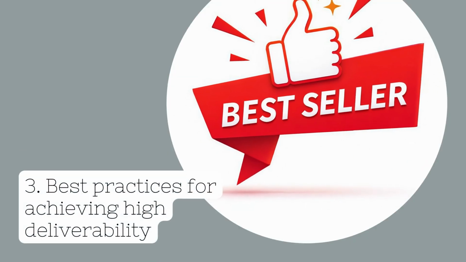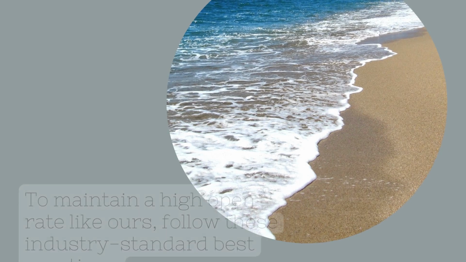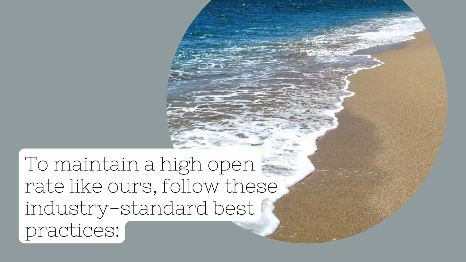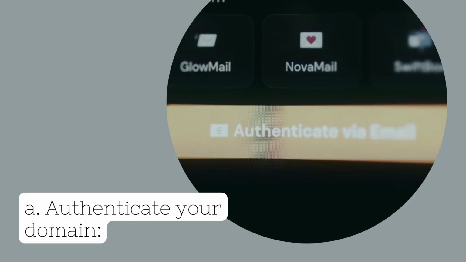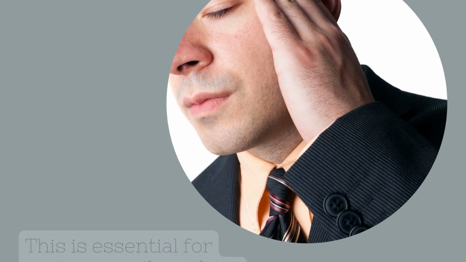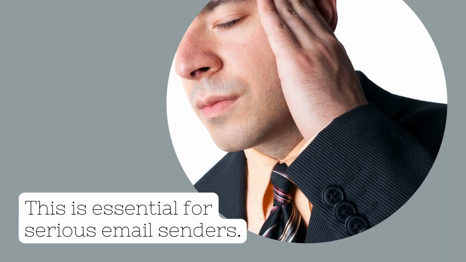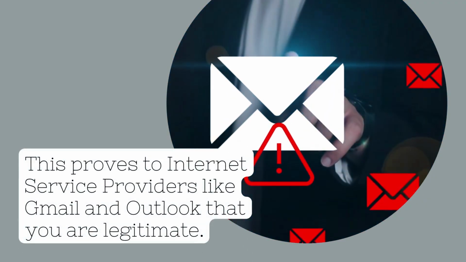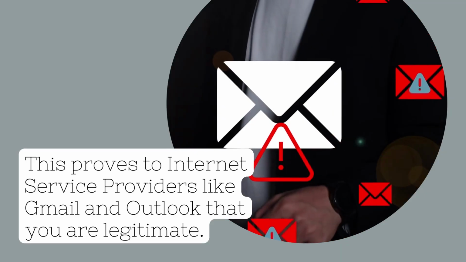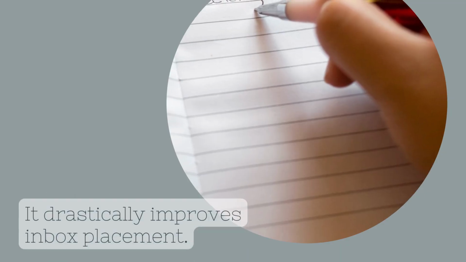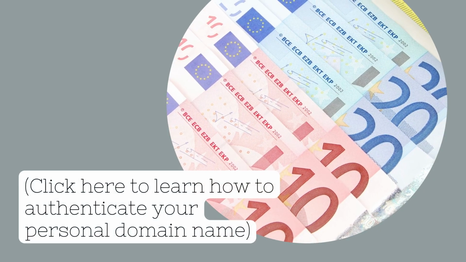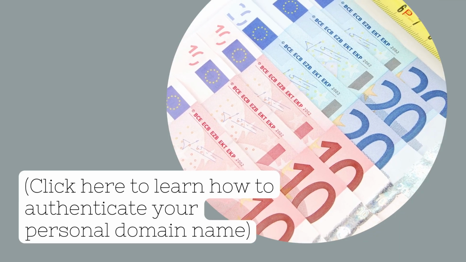3. Best practices for achieving high deliverability. To maintain a high open rate like ours, follow these industry standard best practices. A. Authenticate your domain. This is essential for serious email senders. Authenticate your domain using SPF, DKIM. Proves to internet service providers like Gmail and Outlook that you are legitimate. It drastically improves inbox placement. Click here to learn how to authenticate your personal domain name.